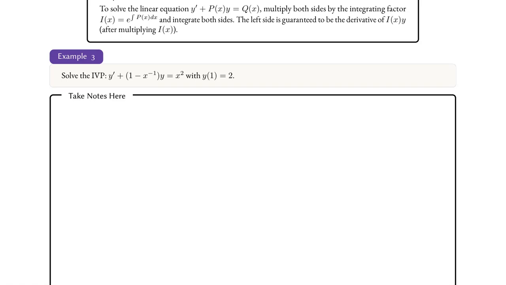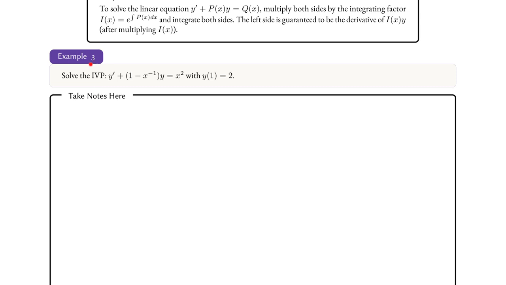To solve the linear equation of the form y' + p(x)y = q(x), we always multiply both sides by the integrating factor e to the integral of p(x) dx and integrate both sides. The left side is guaranteed to be the derivative of I(x) times y.